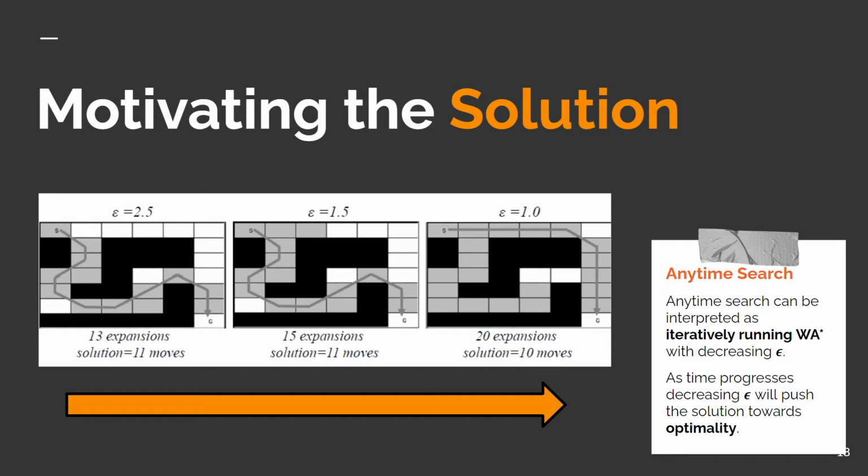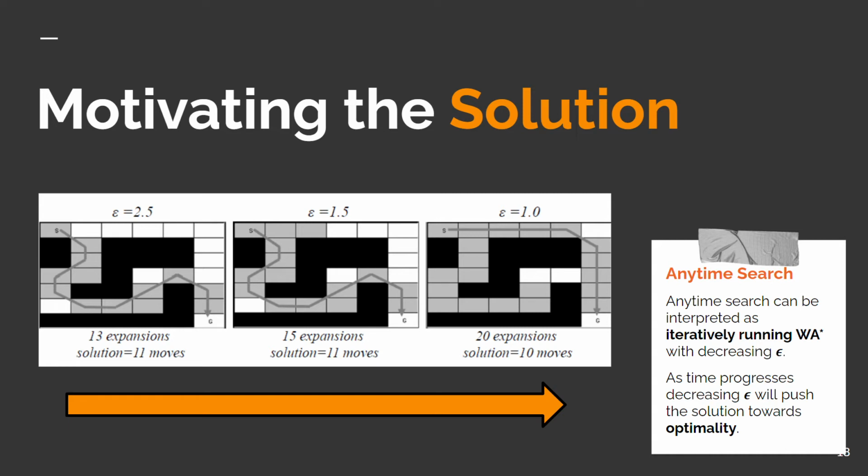Shown below are 3 graphs. On each of these 3 graphs, a different version of the weighted A star search has been run. Moving from left to right, you can see the weights of the weighted A star decreasing, starting from epsilon 2.5 to 1. This shows an interesting trend in the number of node expansions as well as the quality of solutions. The number of node expansions starting from the extreme left hand side is 13, moving on to 15 and finally to 20. And the solution cost starts from 11, goes on to 11 again, and then finally to 10.